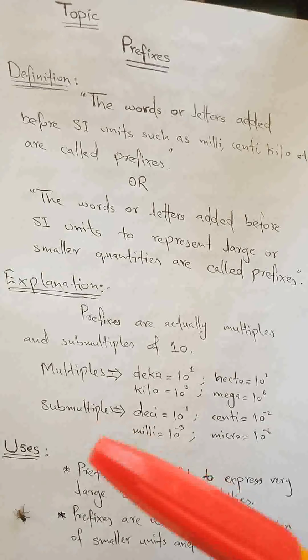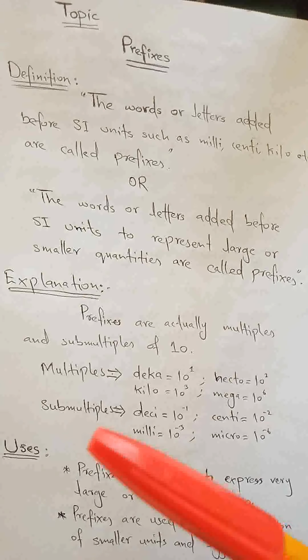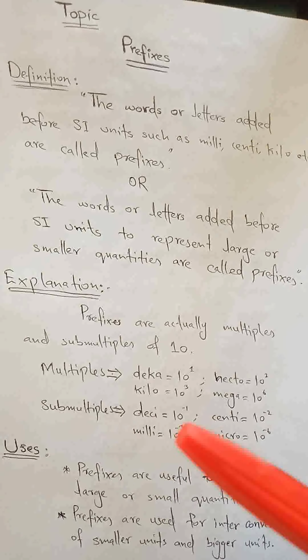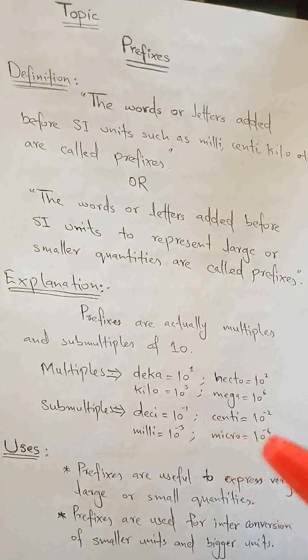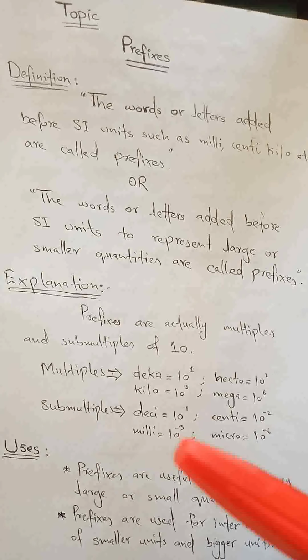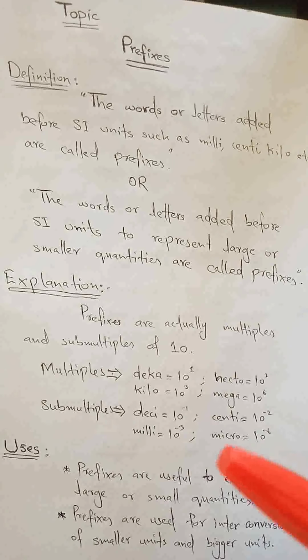And submultiples are those values which can completely divide 10. For example, deci, whose value is 10 power minus 1, which can completely divide 10. Centi, whose value is 10 power minus 2. Milli, whose value is 10 power minus 3. Micro, whose value is 10 power minus 6, also divides 10.